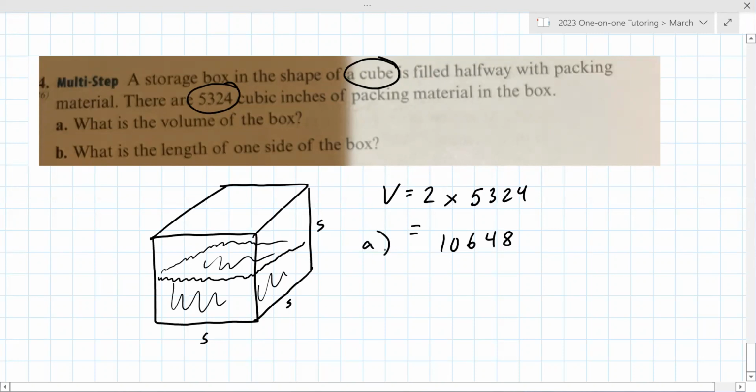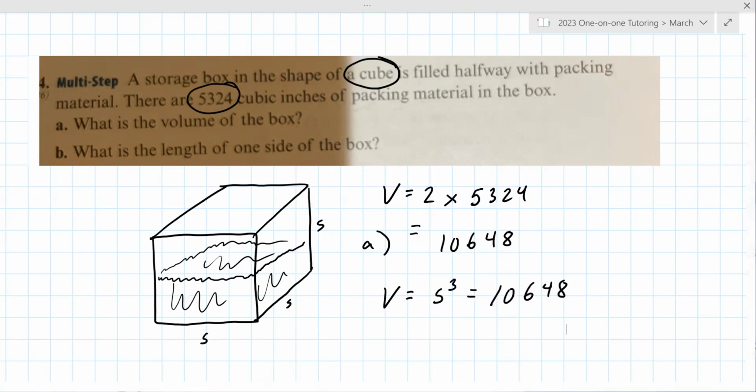To find the side length of one cube, we have to remember what I was talking about with the side lengths. It's side times side times side, or side cubed. That equals 10,648. Now, to solve for S, you have to take a cube root of both sides. And you're not allowed to use a calculator, which I don't understand because this one doesn't work out nicely. So you're going to have to use reducing roots here. Let me just double check my calculations.